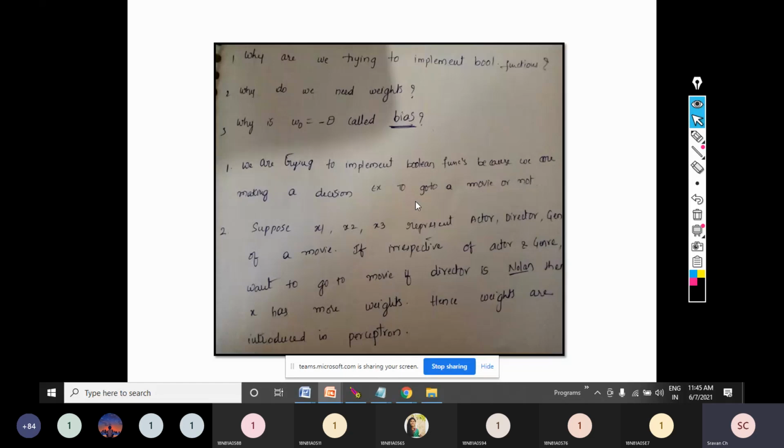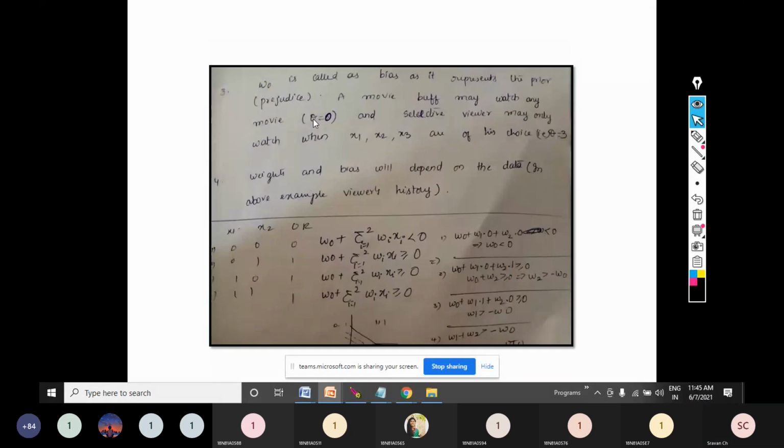So why are we trying to implement Boolean functions? Why do we need weights? And why W naught equal to minus theta? All these three things we have already discussed. We understood what is minus theta, all those things, right?